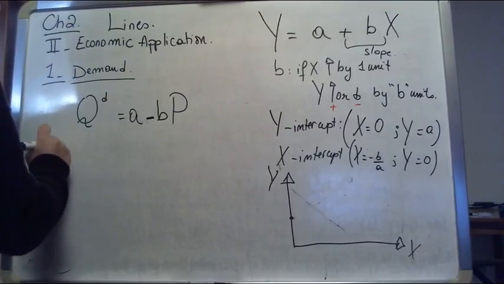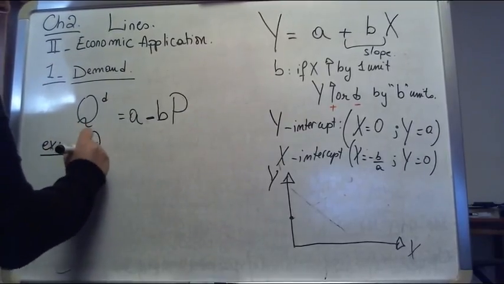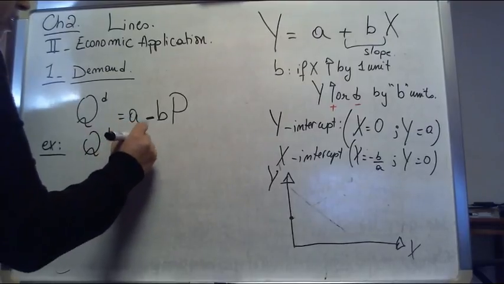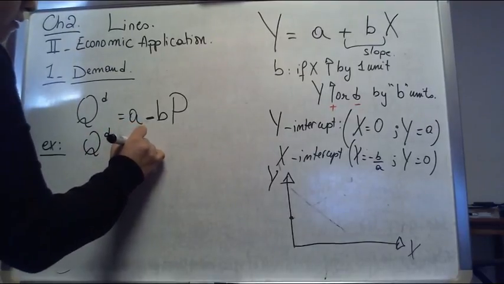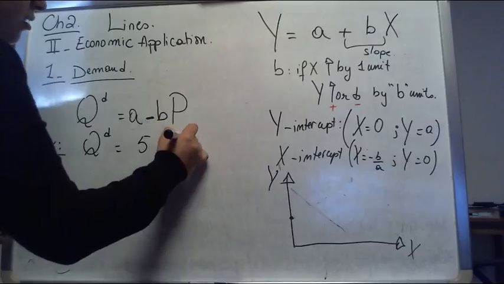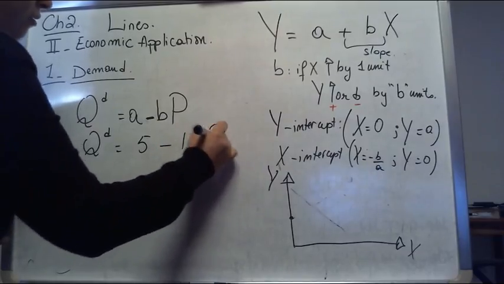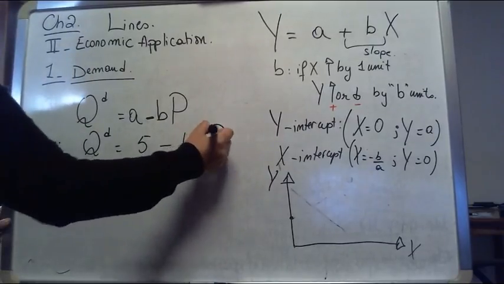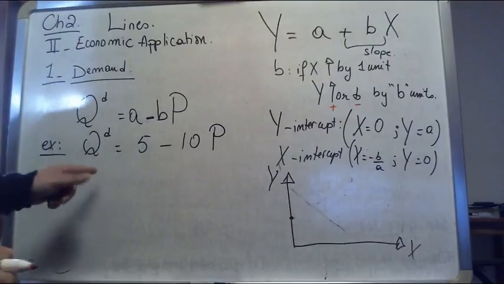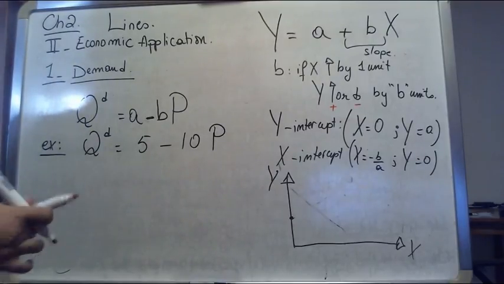Example, QD equals 5 minus 10p. This is an example for demand.